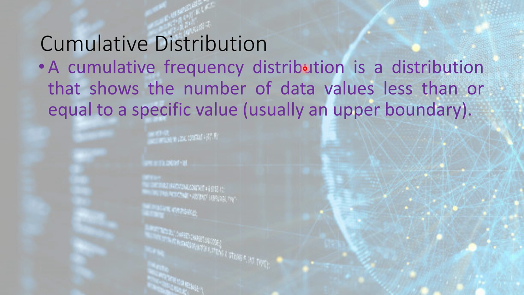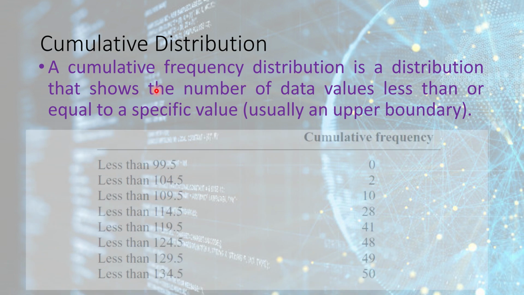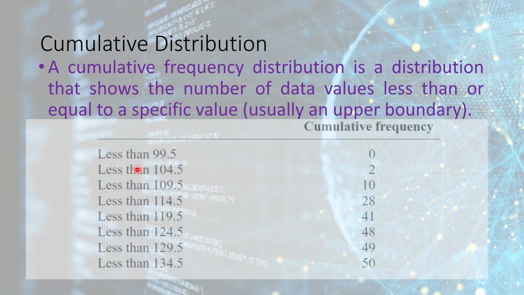The cumulative frequency distribution is a distribution that shows the number of data values less than or equal to a specific value. Usually we take the upper boundary. So keeping in mind, when you do cumulative distribution, you have to introduce class boundaries. We don't use class limits in that case. In that specific example, we may take 99.5 to 104.5, and the cumulative frequency will be 2. We would write 104.5 to 109.5, and the cumulative frequency will be 10. It's simply adding 8 plus 2, that is 10, and then adding 18 to 8, and then adding 13 to it, and so on.